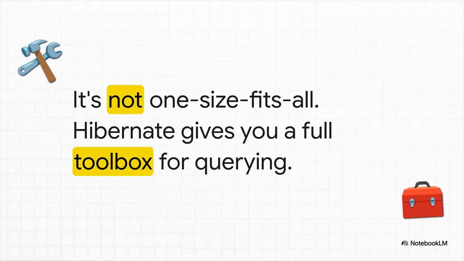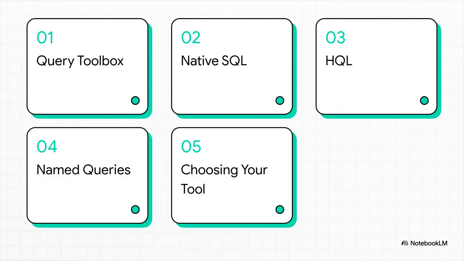The best way to think about it is that Hibernate gives you a whole toolbox. And inside that toolbox, you've got different tools, each one perfectly designed for a specific kind of job. Your real task as a developer is knowing which tool to grab and when. So here's our game plan. We're going to explore the main tools in our query toolbox. We'll look at native SQL, then HQL, and finally named queries. And then we'll put it all together so you know how to choose the right one every single time.